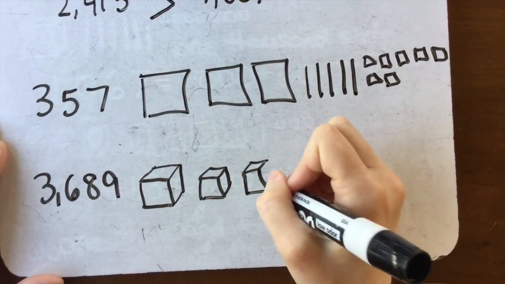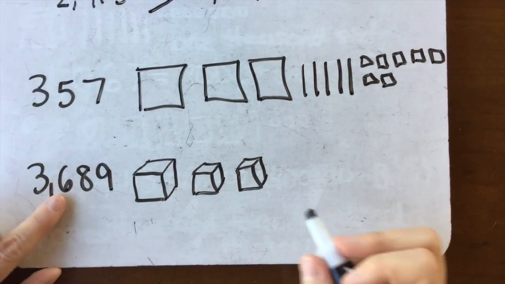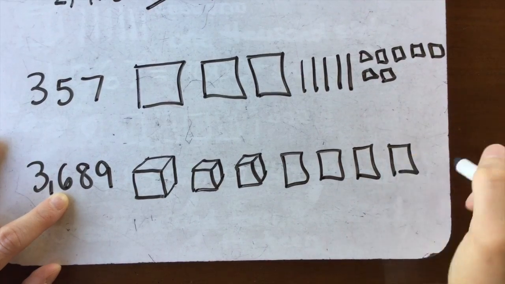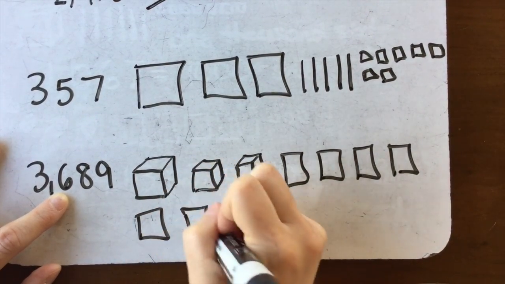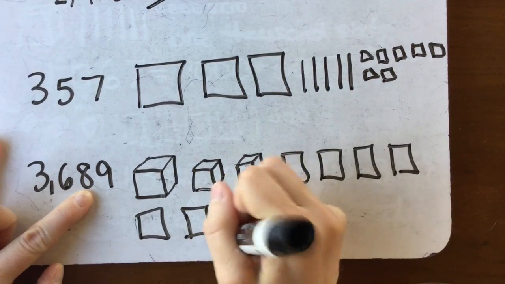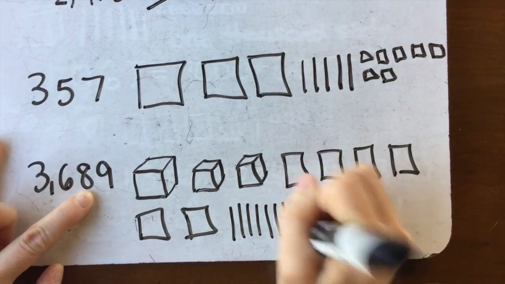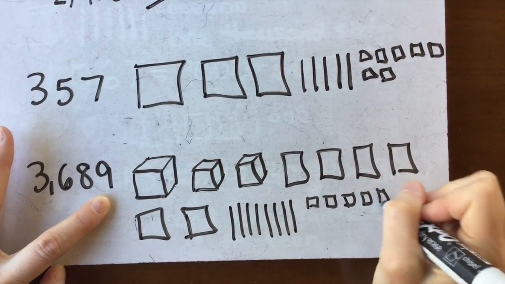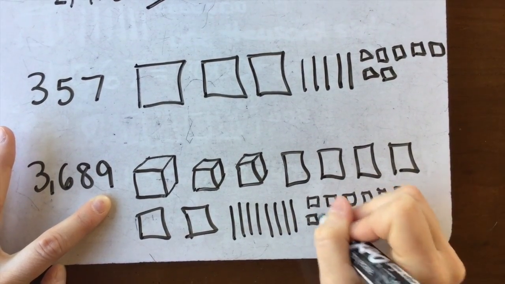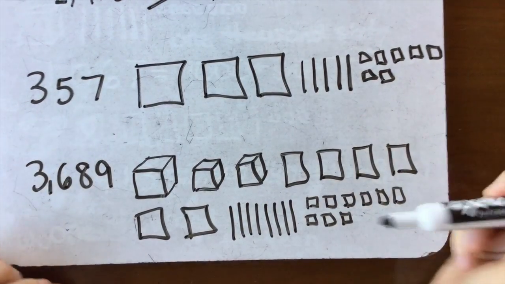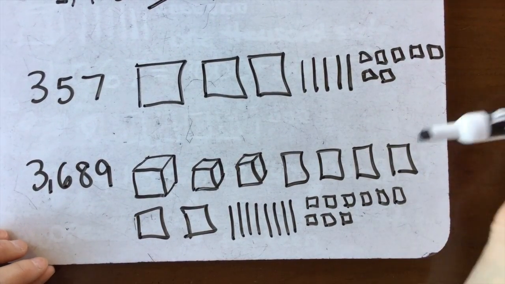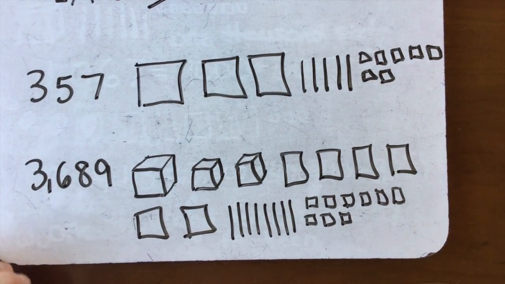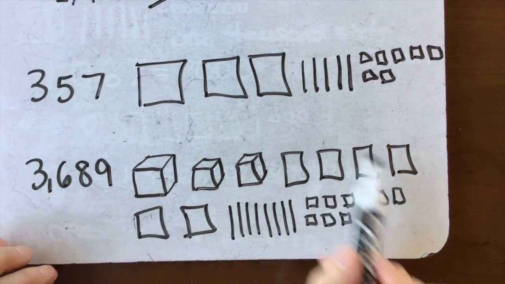1, 2, 3 thousands, 6 hundreds. 1, 2, 3, 4, 5, 6. I'm running out of space. 8 tens. 1, 2, 3, 4, 5, 6, 7, 8, and 9 ones. When you're drawing ones, make sure that they're smaller than your hundreds. Otherwise, we'll get confused. That's how you make 3,689 in base 10 blocks.